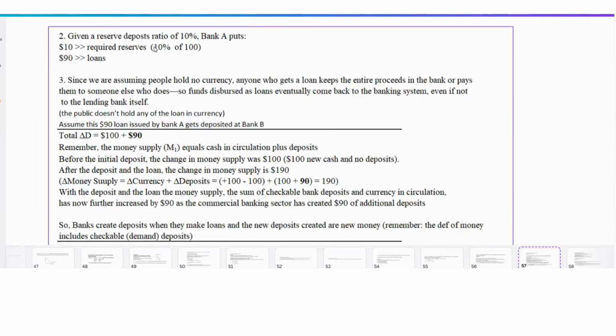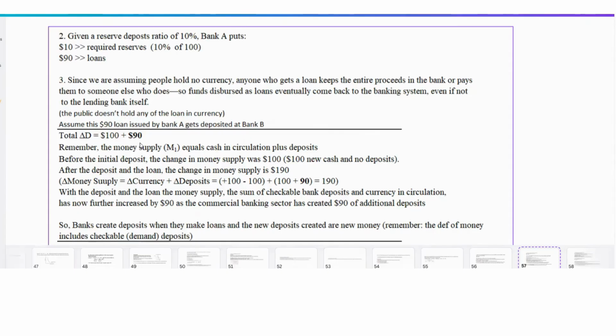Now, since the reserve ratio is 10%, Bank A is going to put 10% of the $100 deposit it receives as required reserves, and it's going to loan out the remaining $90. Since we're assuming people are not holding any currency, anyone who gets a loan is going to keep the entire proceeds in the bank or pay someone else who does. So any funds that are dispersed as loans will eventually come back to the banking system. The public is not holding any of the loan in the form of currency.